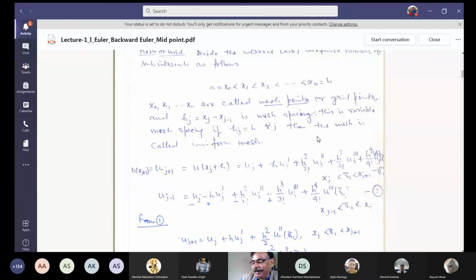b minus a by n, here it is written as small n, okay, let it be small n. So x1 will be written as a plus h. x2 will be written as either x1 plus h, or a plus 2h. Similarly, your xk can be written as a plus kh, where k is some integer. Is that clear to everybody?